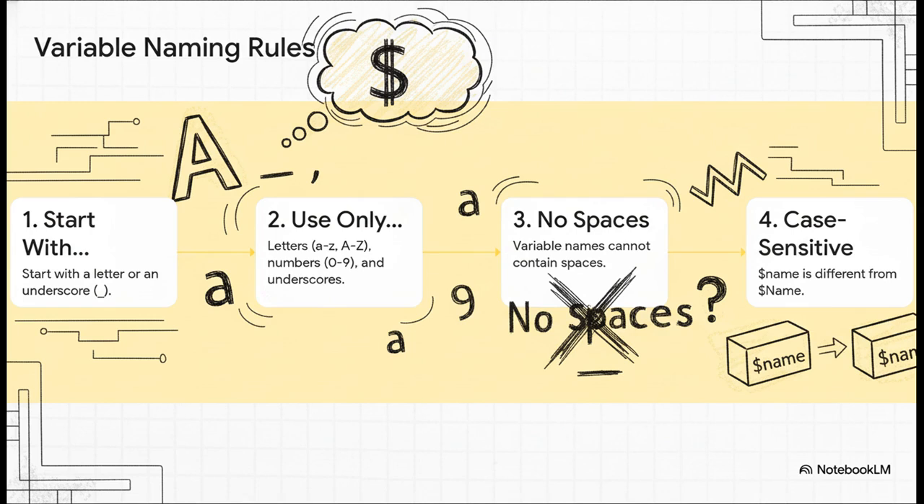First, the name itself has to start with a letter or an underscore. After that, you can use letters, numbers, or underscores, and that's it. And super important, no spaces are allowed. If you want a space, just use an underscore instead. And finally, you gotta remember that these labels are case sensitive. So a box named $name with a little n is completely different from a box named $Name with a big N.